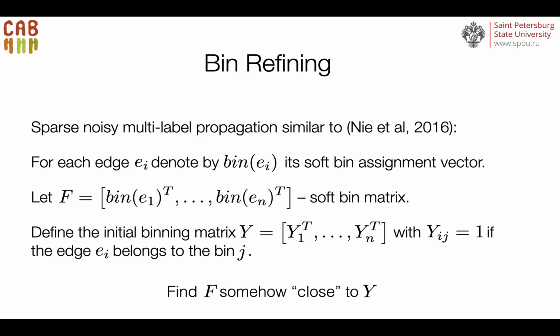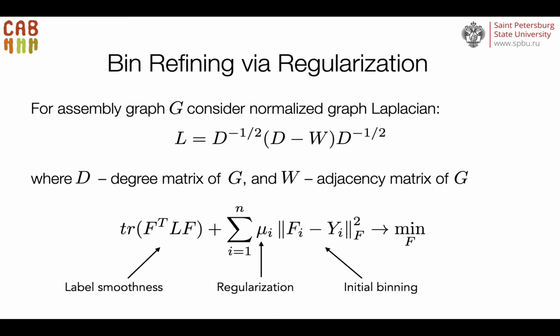And then the whole binning assignment of the graph could be represented as the soft bin matrix. Now, if we have the initial binning matrix with ones if the particular edge belongs to the particular bin, then our task is to find the graph soft bin assignment matrix somehow close to the initial binning. But what is close and how to find it?